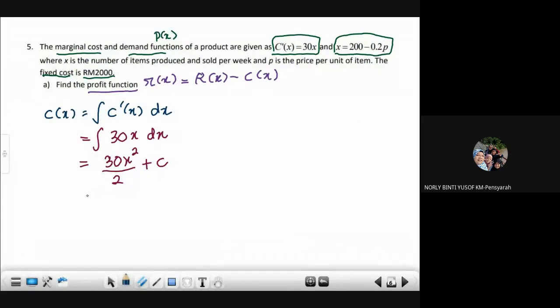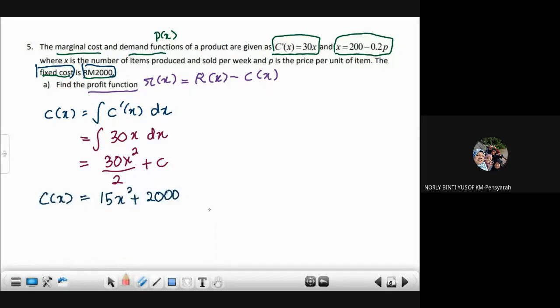Fixed cost you dah ada. So yang ni kalau you nak terus jam, sebab you dah faham tadi madam terang kan. Kenapa dia boleh jadi C tu 2,000 kan. So this one you simplify, you akan dapat 15X squared plus 2,000. This one fixed cost given to you. So, madam pun substitute C tu as 2,000. So, ini adalah CX. Okay.